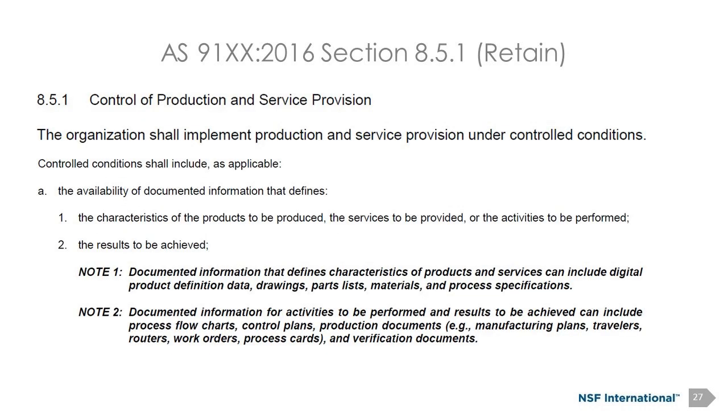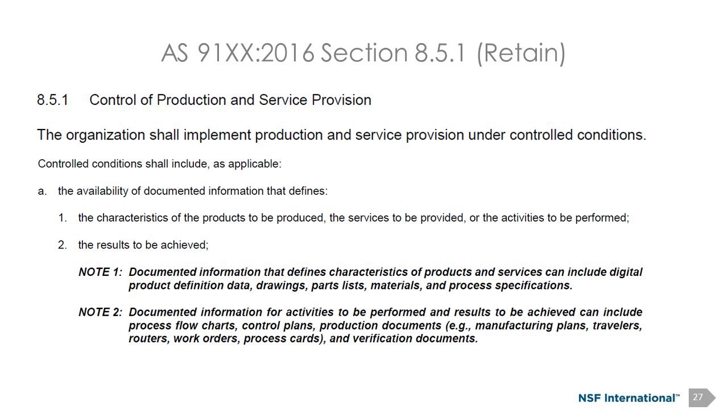Next citation comes from 8.5.1. And 8.5.1, as we know, is the production and service provision, which talks about controlled conditions for production and service. It says we need to execute under controlled conditions, and it goes on to further define what those controlled conditions, as applicable, would be. And letter A says the availability of documented information that describes the characteristics of the products, and then number 2 says the results to be achieved.